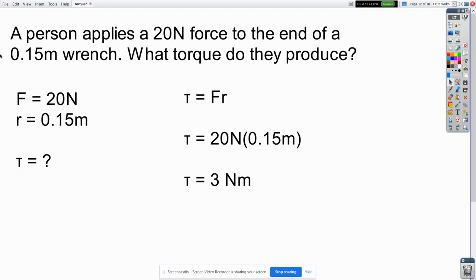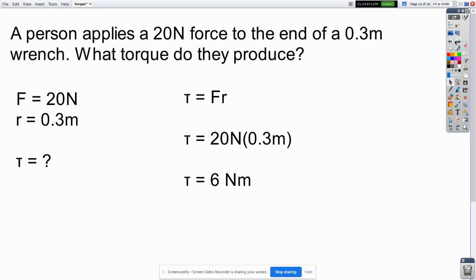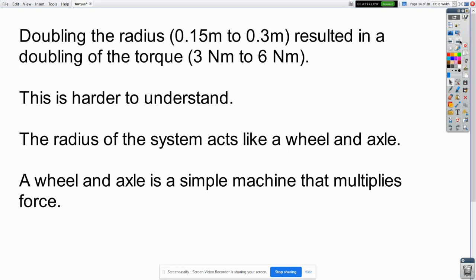So when the length of the wrench was 0.15 meters, we had a torque of 3 newton meters. When I doubled the length of the wrench to 0.3 meters, I doubled the torque. Again, mathematically, this shows us a directly proportional relationship. The way we changed the length was identical to the way that the torque changed. Now, understanding why involves a little bit more background than what you may already have.